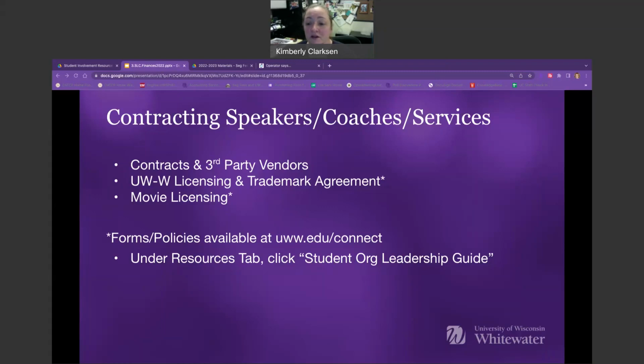A third-party vendor is someone you would contract to bring to campus or to work with in order to reduce your liability. Most typically on campus, we see third-party vendors in relation to events where alcohol is served or transportation is involved. So a third-party vendor, for example, would be a bus company that provides transportation for your group. People could provide their own transportation, but by using a third-party vendor and paying that bus company, you are reducing the liability for the parties attending.